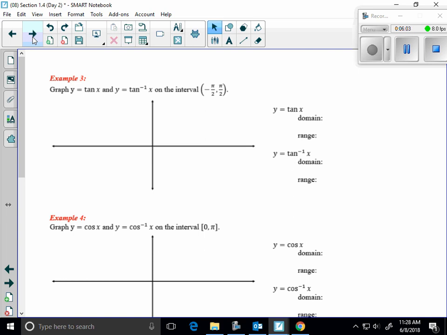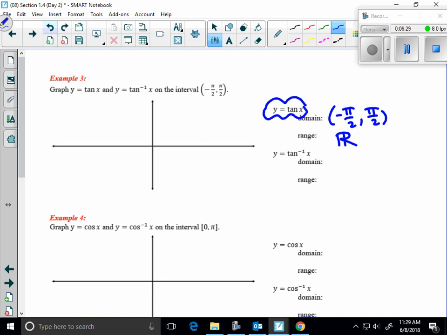Let's do the inverse tangent of x, and let's go on the interval from negative pi over 2 to pi over 2. So tangent, the domain, like we said, we've restricted. And its range actually is going to be all real numbers. That works for me, so we'll do that for the tangent. Let's go ahead and graph that. Let's go negative pi over 2 out to pi over 2. And our graph, of course, has asymptotes. Our graph will look like this.